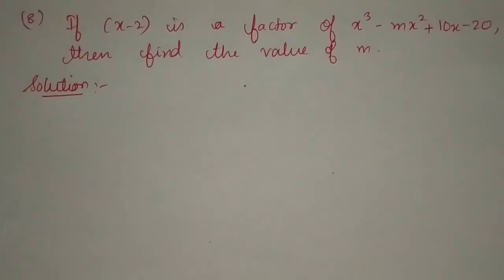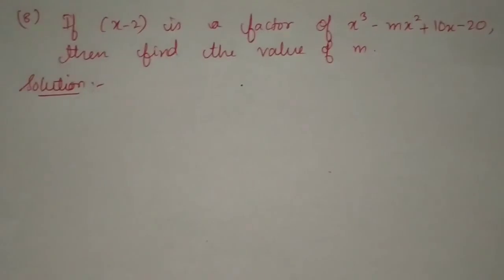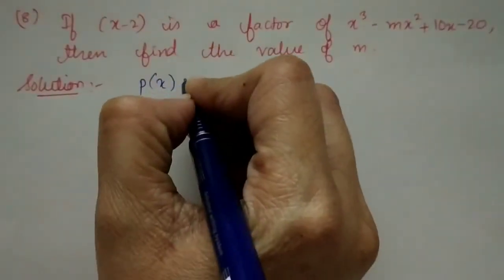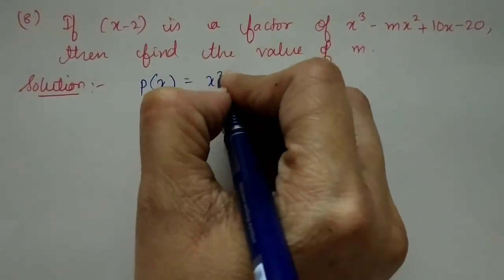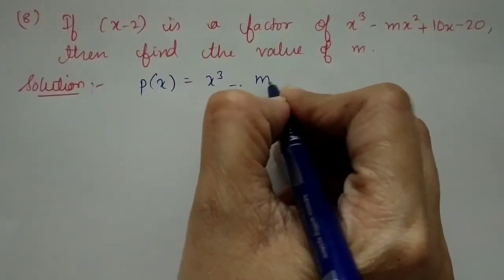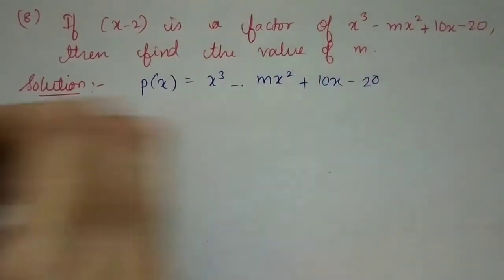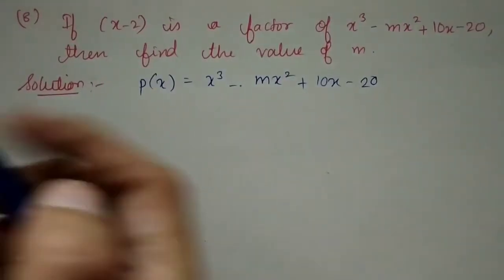Okay, and so here what are we supposed to do? We are not supposed to find out what is p of minus 2. Here we are supposed to find out the value of m. There is m here which we are supposed to find out. So how are we going to do that? Let us understand. We write down p of x is equal to x cube minus mx square plus 10x minus 20.